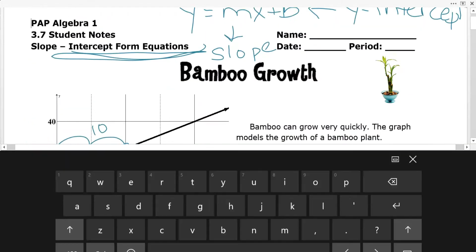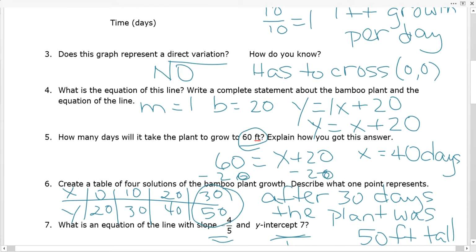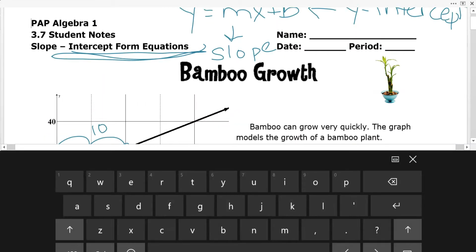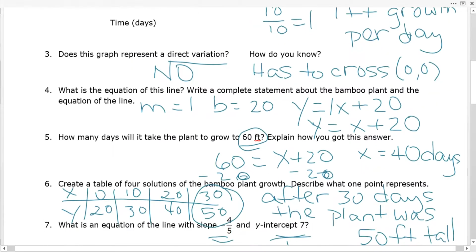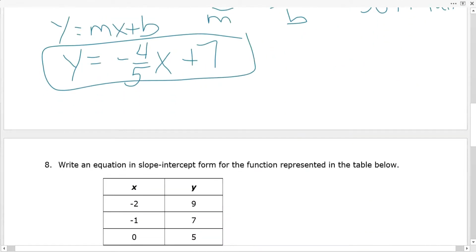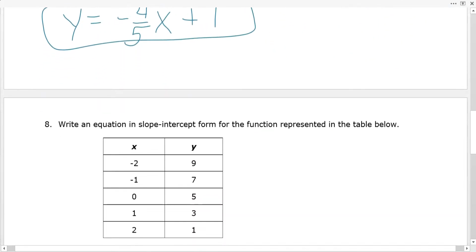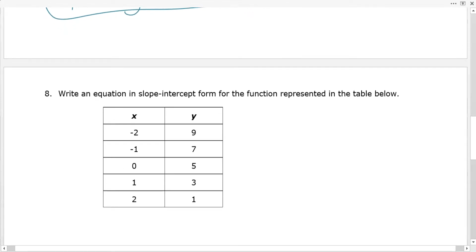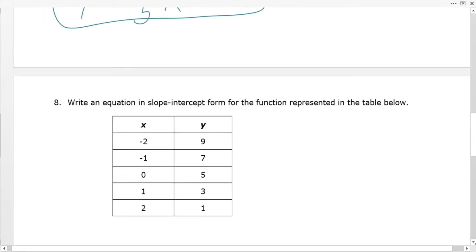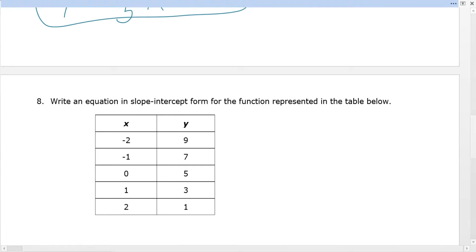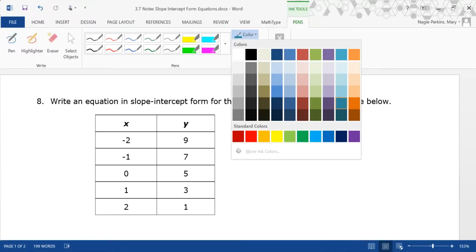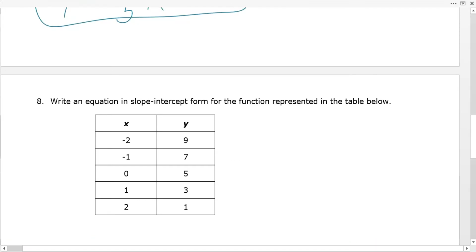Okay, when you get to number 8, man, I'm having a problem here. Let's try this again. You have to do 2 things. You have to find the slope. Oh man. You have to find the slope. And then you have to find the intercept.